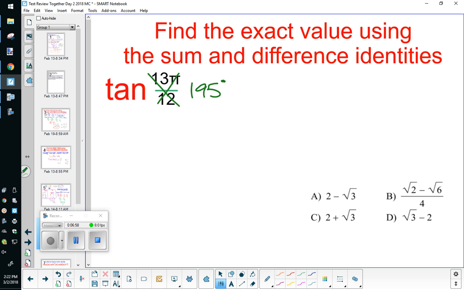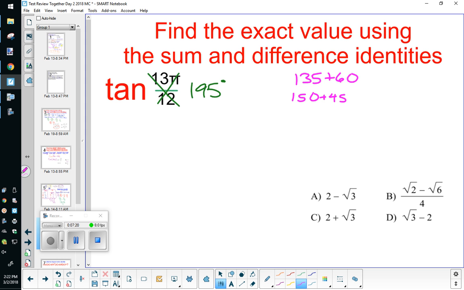So the first step, just like before, was building that angle. You need two things to add or subtract to get you 195. 135 plus 60. Anybody else get another one? 150 plus 45. One of those is good. One of those is bad.